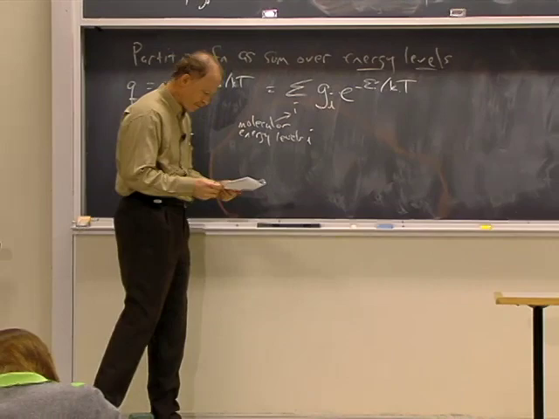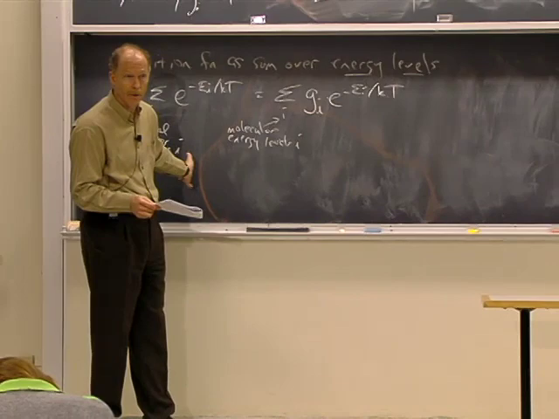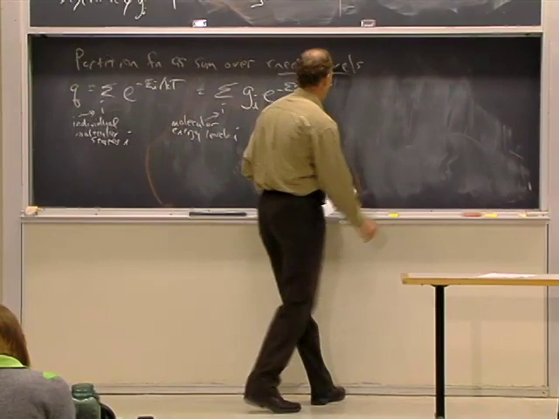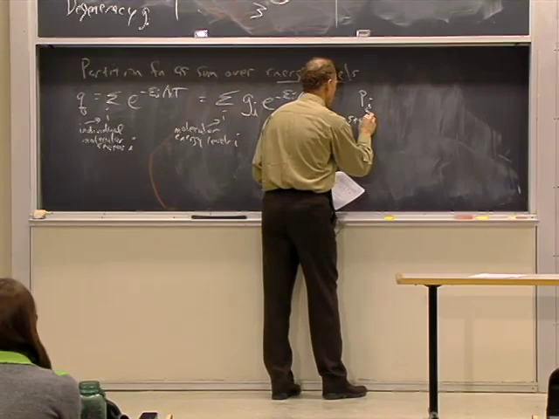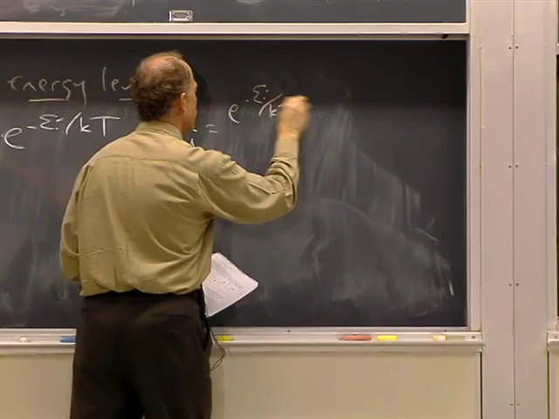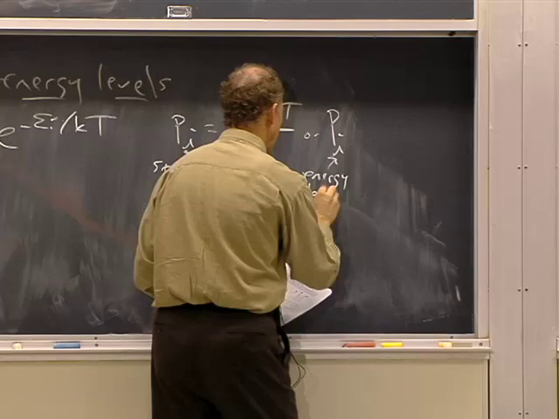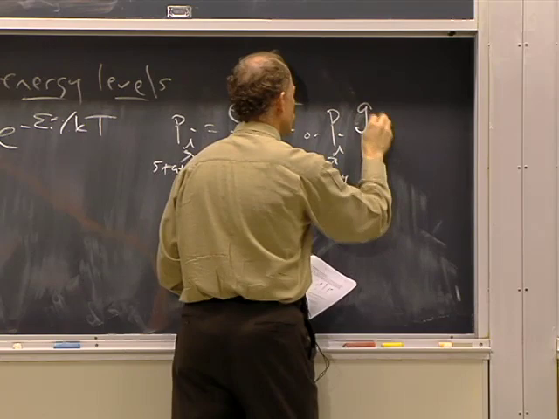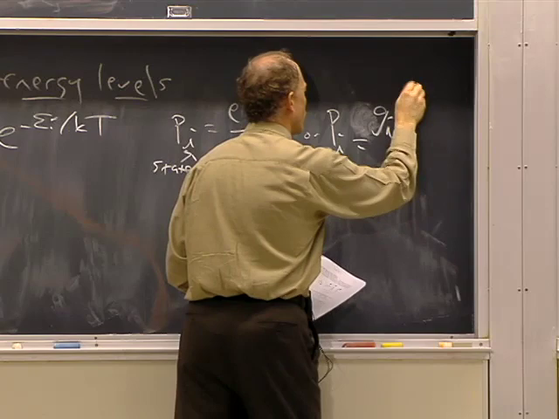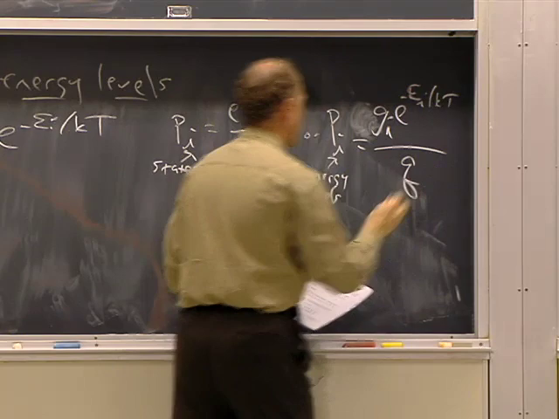And of course, we can write the probabilities of the occupancies in the same way too, right? That is, we could talk about the p_i in terms of individual states, e to the minus E_i over kT over Q, the whole sum. Or p_i summing over energy levels, g_i e to the minus E_i over kT divided by Q, right?